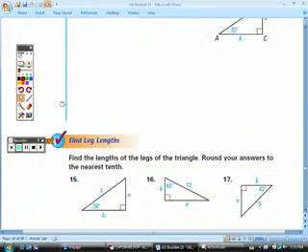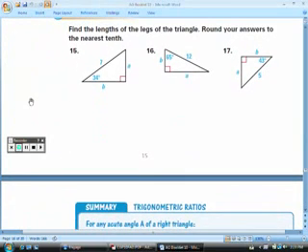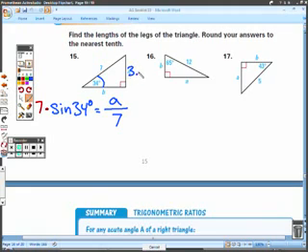Before we let you do them by yourself, let's do one together, okay? It says find the lengths of A and B. So I'm looking at the 34 degrees. I'm going to say the sine of 34 equals the opposite over hypotenuse. So what am I gonna do? Multiply by 7? What'd you say the answer was? 3.5. 3.5, thank you, sir.